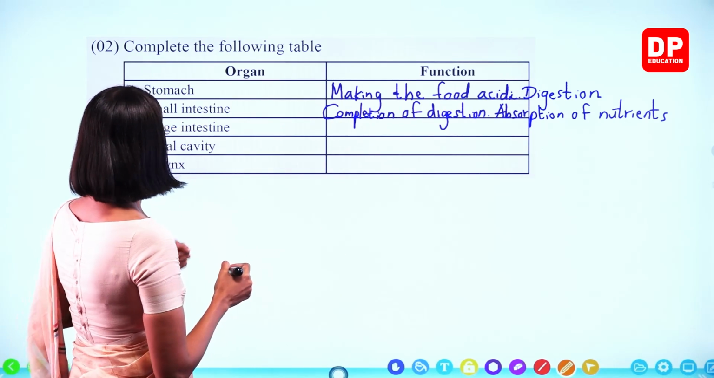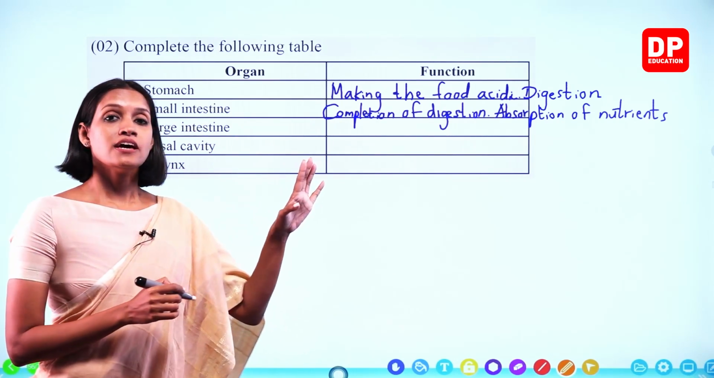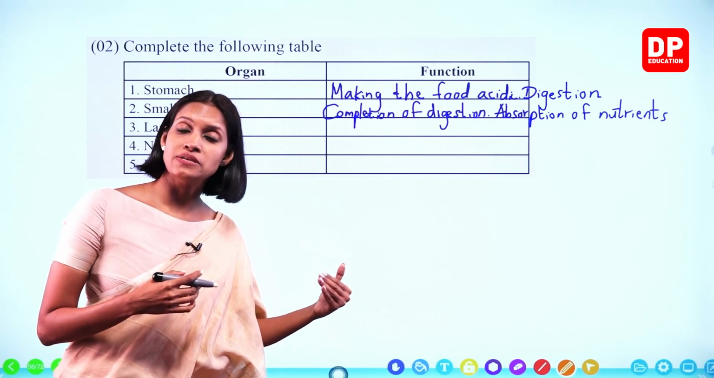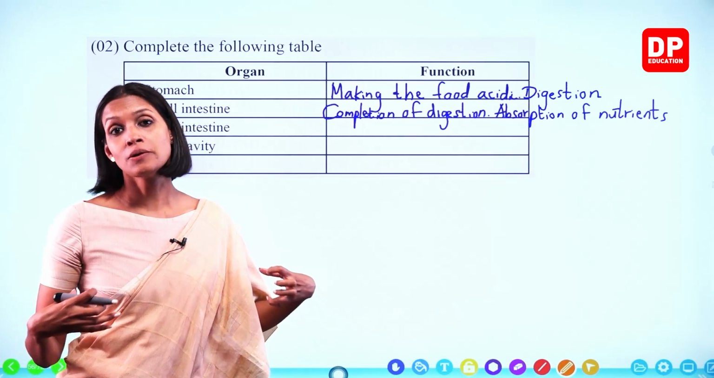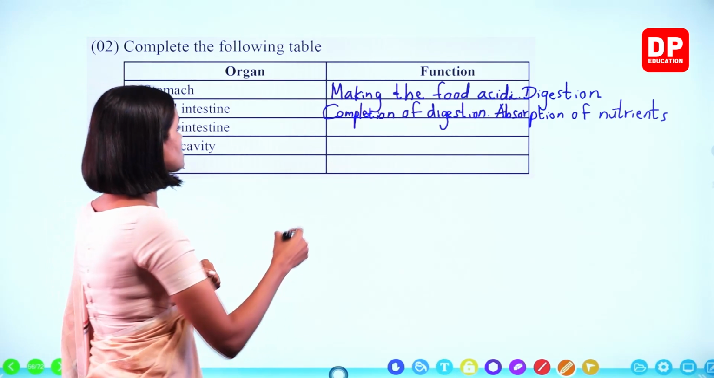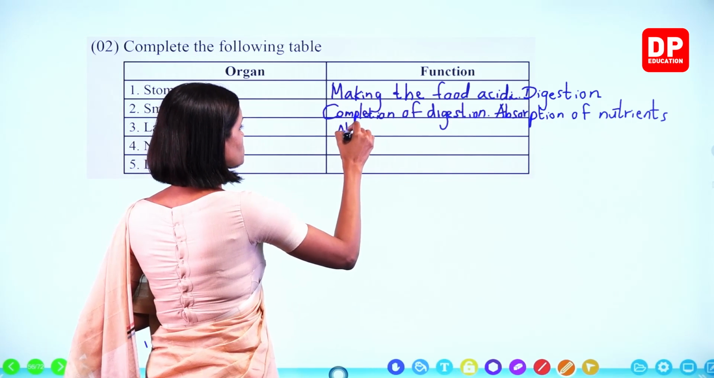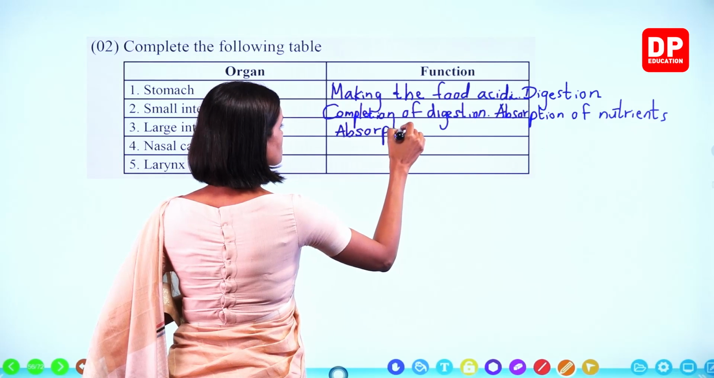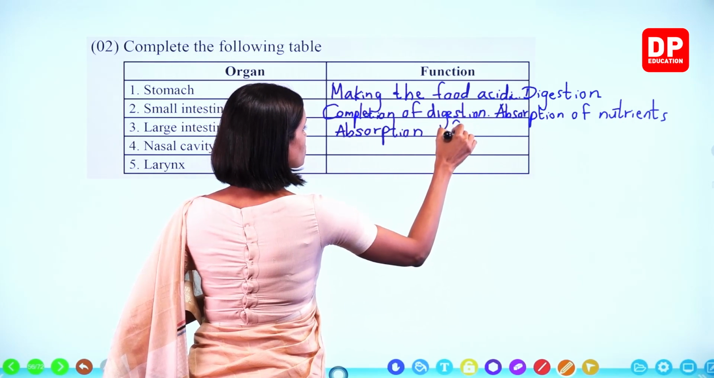Right, children? Large intestine. There's no digestion that takes place in the large intestine. What actually happens is absorption of water present in the food. Large intestine, absorption of water.